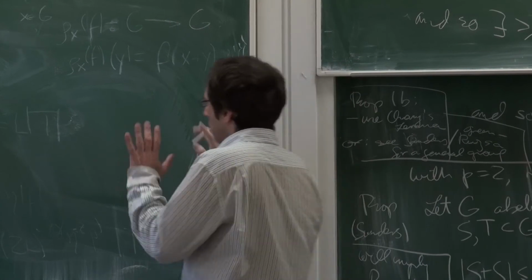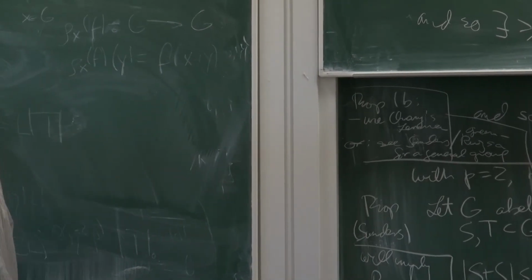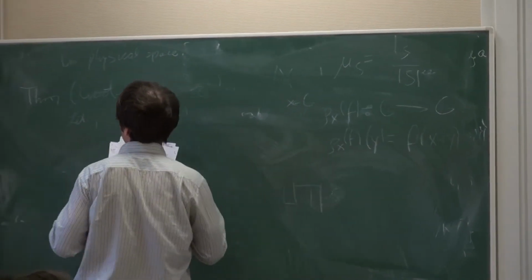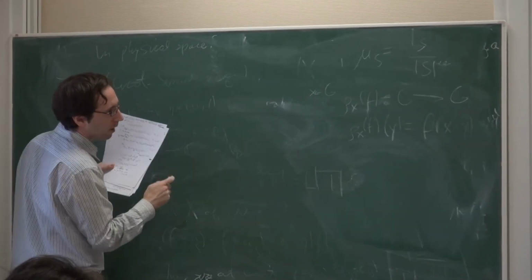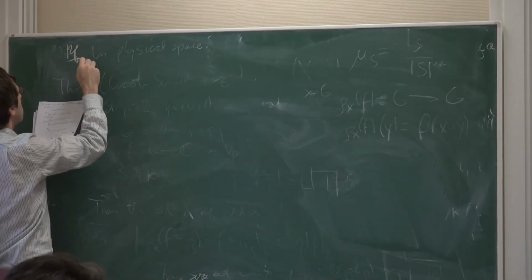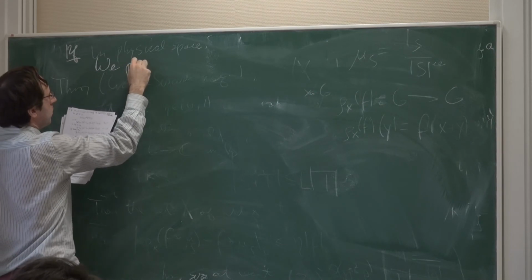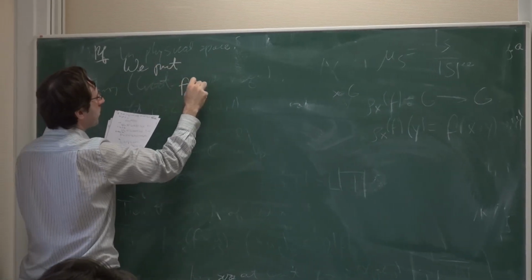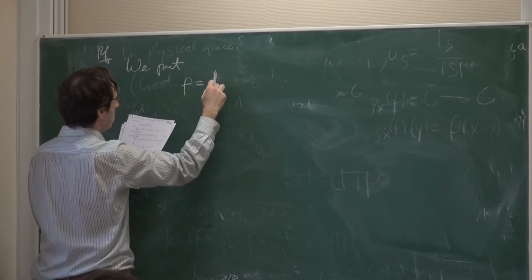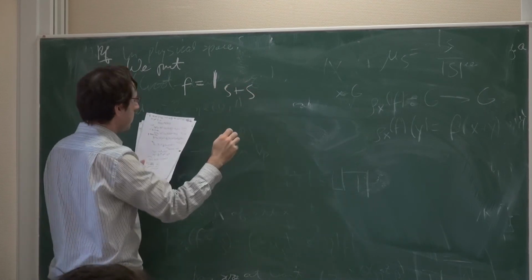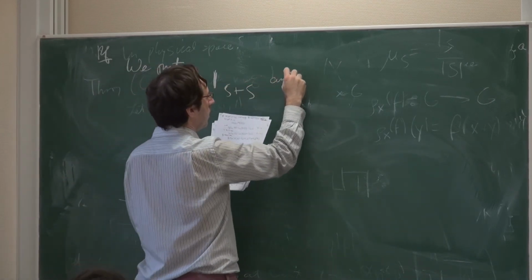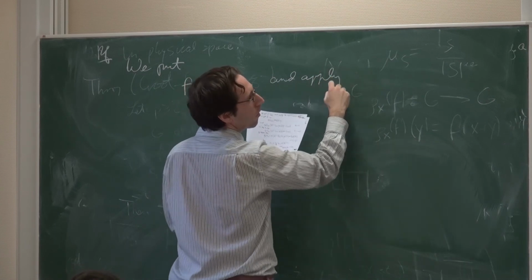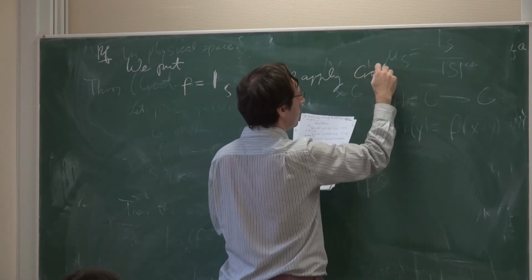So let us just now go to the proof, which is really the core of Sanders' contribution. The proof of that statement. So what are we going to do? We put f equal to 1 S plus S and apply Cauchy-Schwarz.